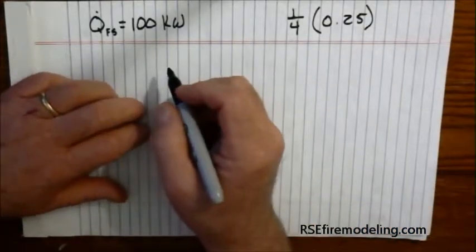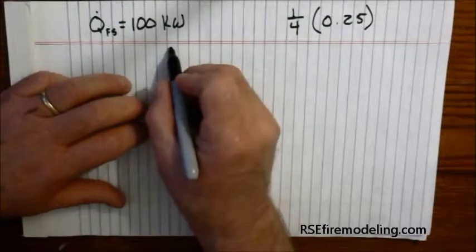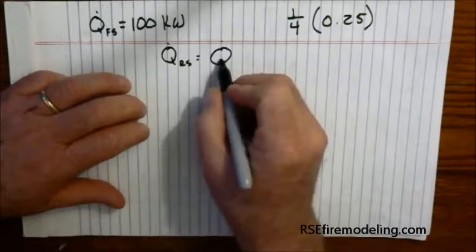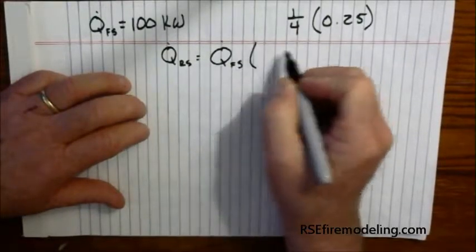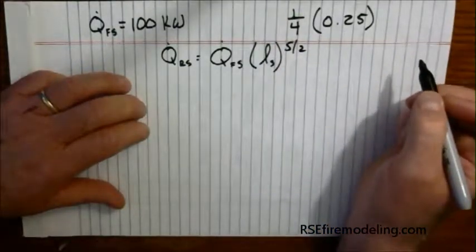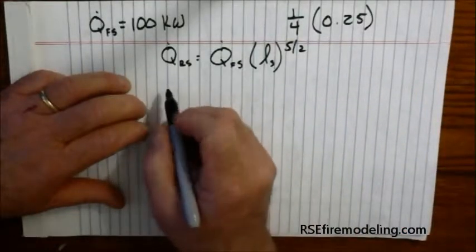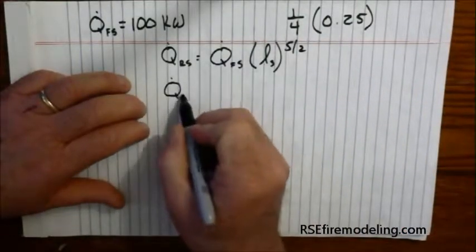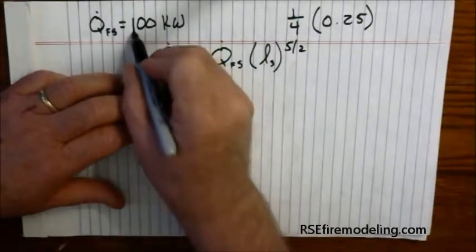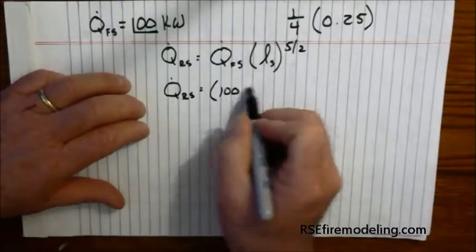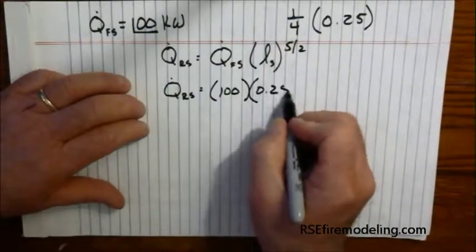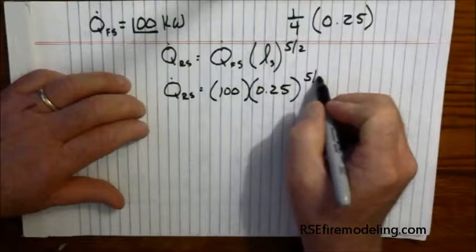The formula that we use is fairly straightforward and simple, and it says that the heat release rate in the reduced scale enclosure is equal to the heat release rate of the full scale enclosure times the length scale raised to the 5/2 power. If we fill in some numbers, the heat release rate of the reduced scale enclosure is equal to the full scale heat release rate, which is 100 kilowatts, times my length scale, in this case 0.25, raised to the 5/2 power.